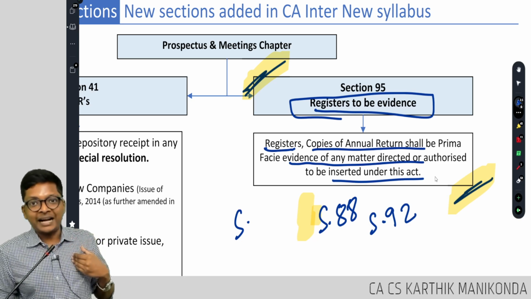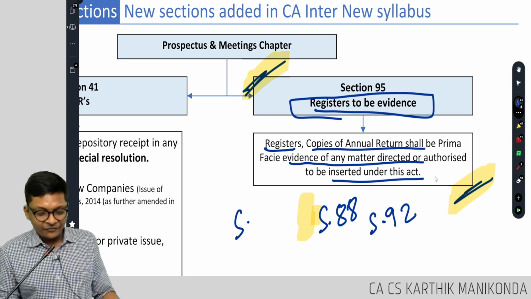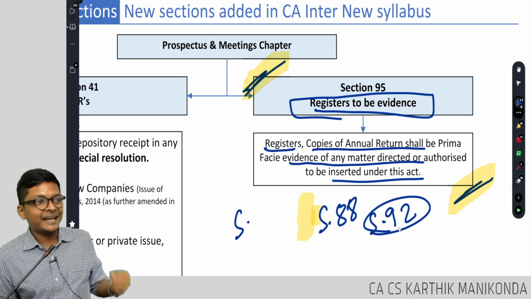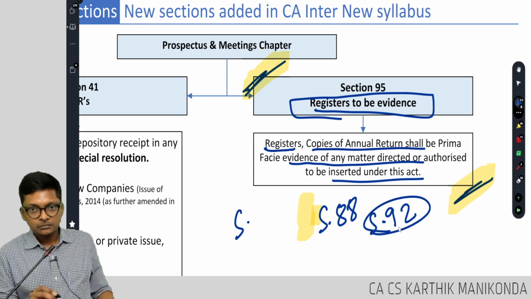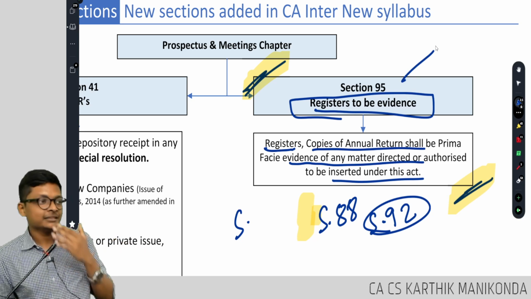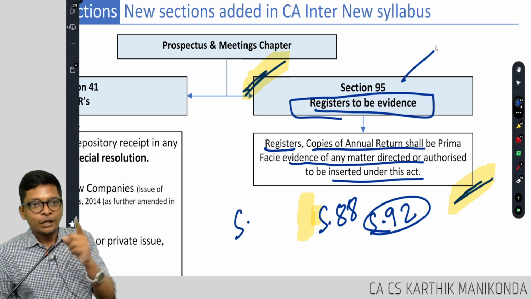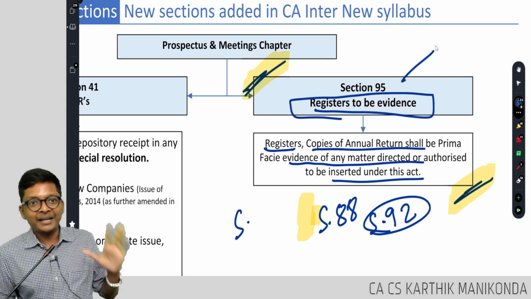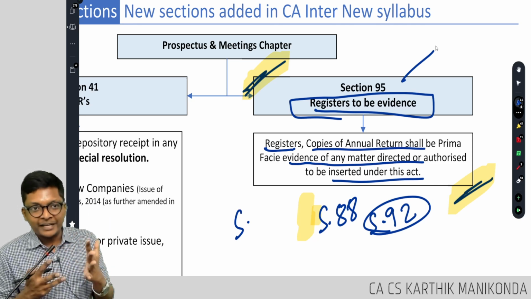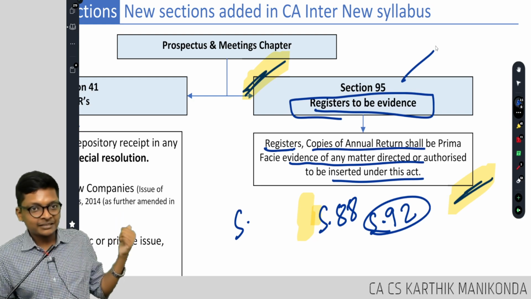So tomorrow if the ROC comes and tells, hey, you didn't file annual return for 3 years, come on, give penalty. What will I tell? Section 95. Evidence. Tomorrow if the ROC comes and tells, you didn't maintain register of charges, penalty. You didn't maintain books of accounts for 8 years. I will tell, look at section 95, evidence.